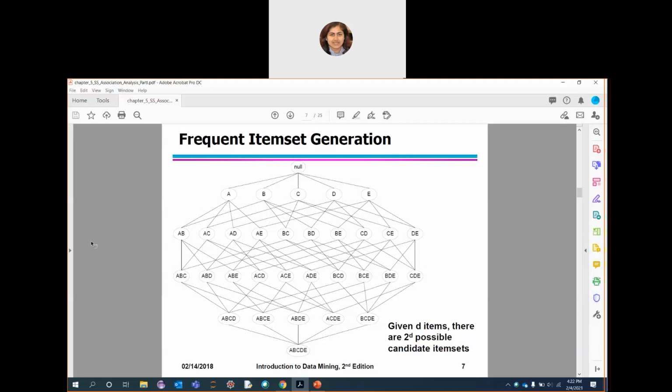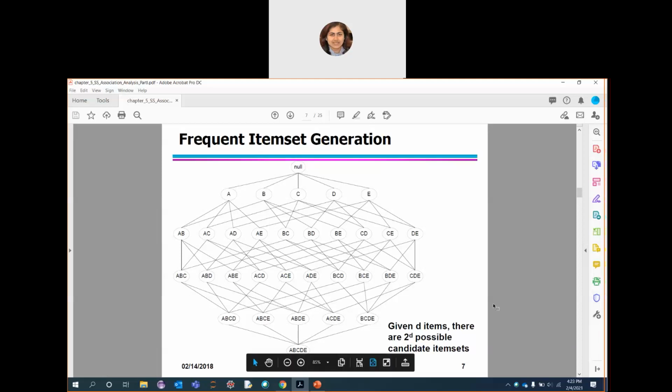Now comes frequent item set generation. Let's say you have a total of D items: 1, 2, 3, 4, 5. Initially there is a null set, and none of the frequent item sets has been generated. If you have 5 items, how many item sets can you generate? It is 2 to the power D possible candidate item sets. For this case, 2 to the power 5.